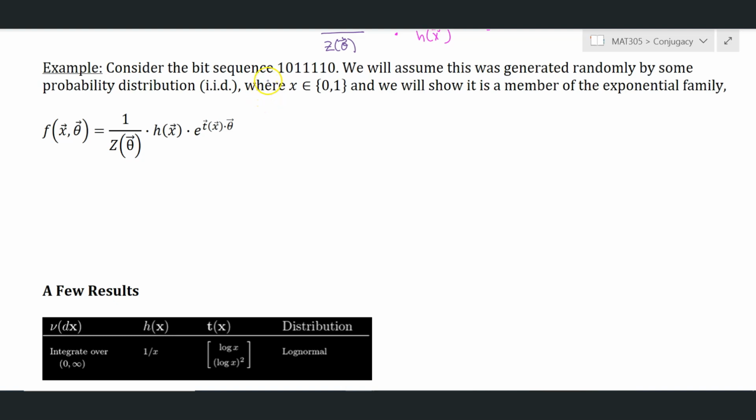In this example, let's consider a distribution that generates bits. And a bit is either a 0 or a 1. So for example, here's a bit sequence, 1, 0, 1, 1, 1, 1, 0.